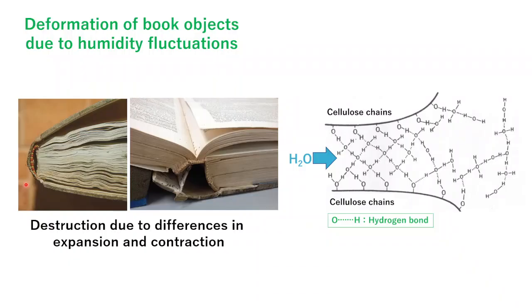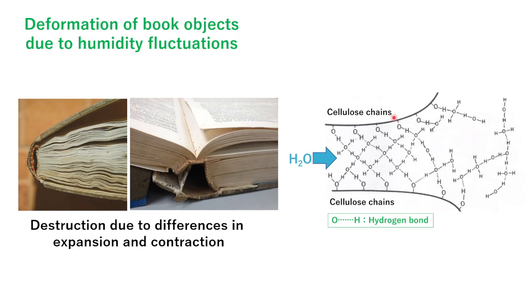In particular, many Japanese cultural properties use plant materials such as paper and wood. Such materials have the properties of absorbing and releasing moisture. And since they absorb moisture when humidity is high and release moisture when dry, the object expands and contracts depending on humidity. This character is called hygroscopic.